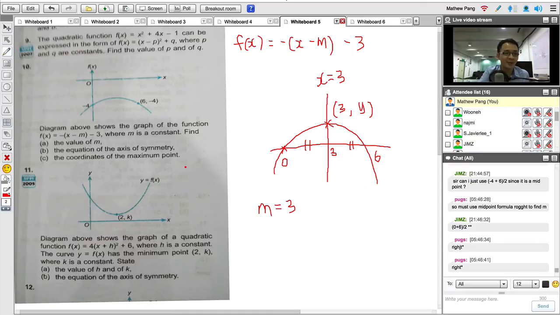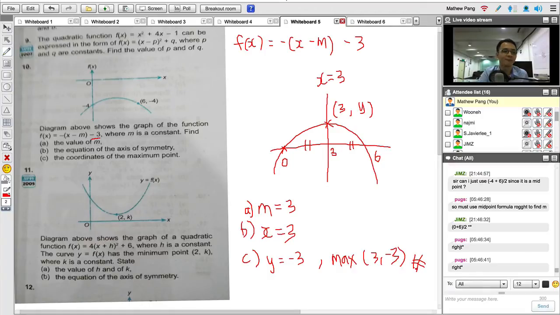Then he asked us to find the equation of the axis of symmetry. It's just x equals 3. This is the answer for A. The answer for B is just x equals 3. Answer for C, the coordinates of the maximum point. If we have this equation, obviously we know our y is -3 because of this value. So our y equals -3. So our maximum point will be (3, -3).